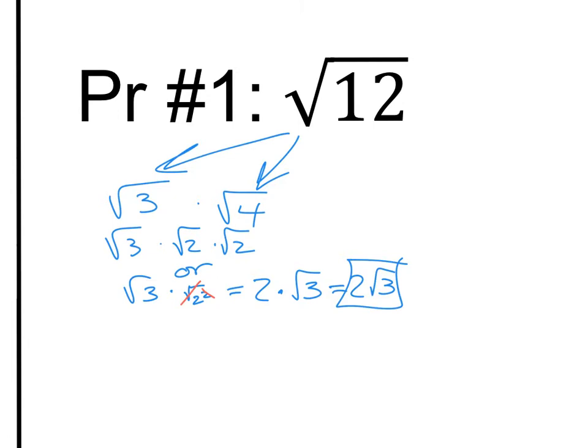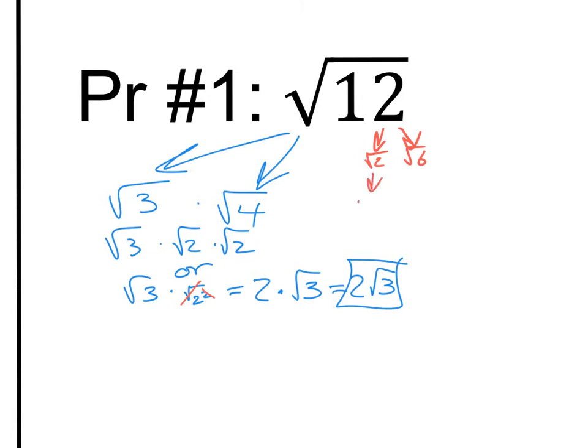I did that with 3 and 4. I want to show you that you get the exact same answer if you pick two different numbers. So let's say instead of 3 and 4, I said square root of 2 and the square root of 6. So square root of 2 doesn't break down anymore. It's prime, but 6 does, right?